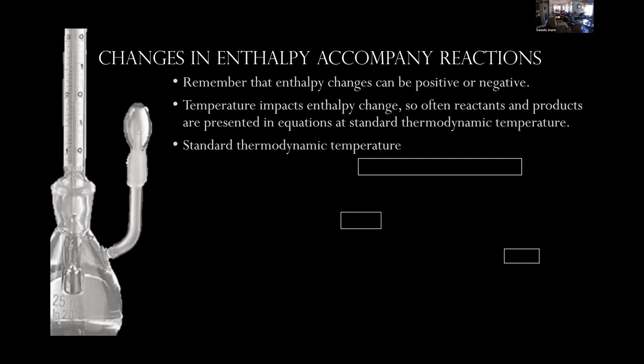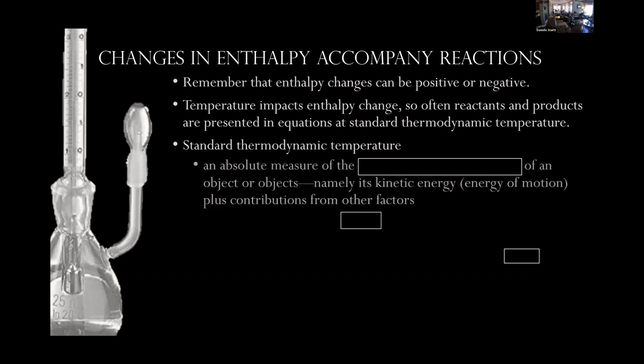So standard thermodynamic temperature is the absolute measure of what in an object? What is it measuring? When you measure temperature, temperature is the measure of an object's. There you go. Very good. So your average kinetic energy. So our standard thermodynamic temperature is the average of the total energy in an object or objects. So now we're talking about like a system, namely its kinetic energy, which is energy of motion, like Caitlin just said, plus contributions from other factors. There's sometimes some other things involved.